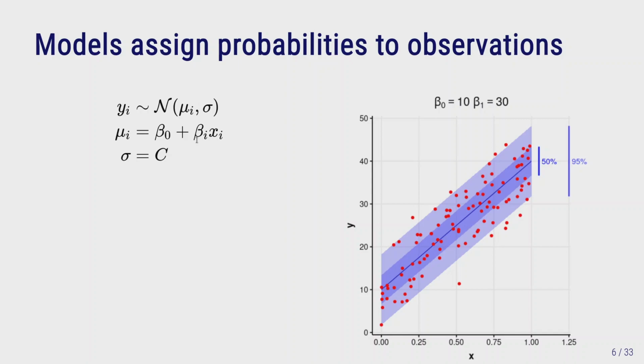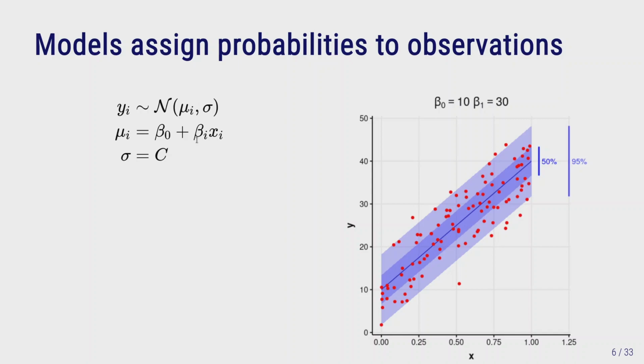So I will change these figures for figures of this kind, where I will represent only two bands, only two stripes or belts. The first one, the inner belt, represents the central half of the normal distribution, which means that according to this model, about half of the points should lie within this belt, right? So this is the 50% quantile of this distribution. And the outer belt, which is in a light color, is the 95% quantile.